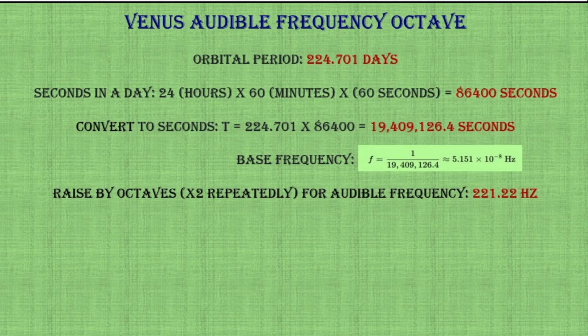Let's take an example of Venus, whose orbital period is 224.701 days, and that number is multiplied by the number of seconds in a day on Earth, which is 86,400 seconds, to get the orbital period for Venus in seconds. And then the base frequency is obtained, which is raised by octaves, multiplying by 2 repeatedly, which gives us the audible frequency for Venus as 221.22 Hertz. It is not strange that some popular love songs in the movies synchronize and align with this frequency.